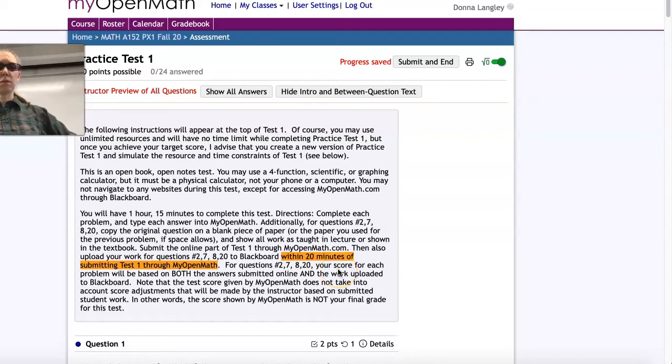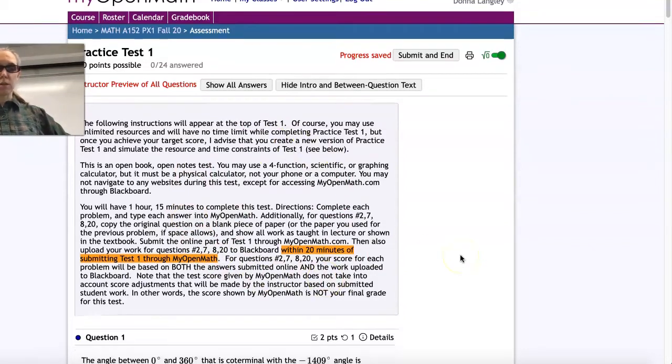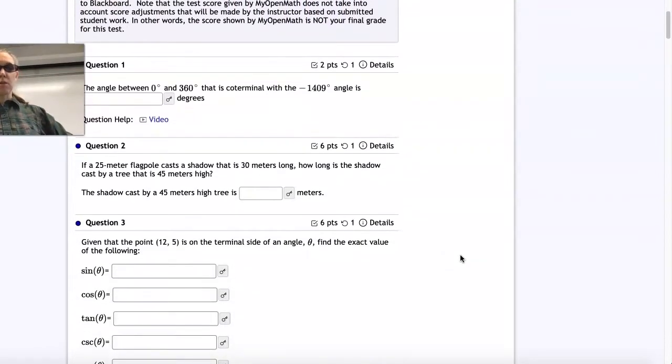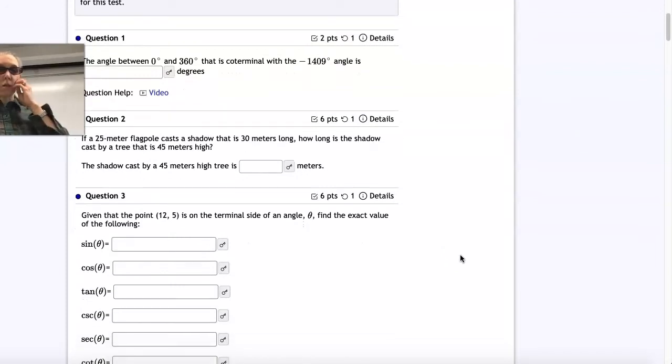This is a review for test 1. Please make sure you read all of the directions. They are very important. So for question number 1, we want to find an angle that is coterminal with a given angle.